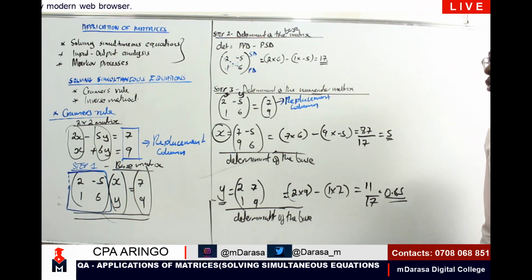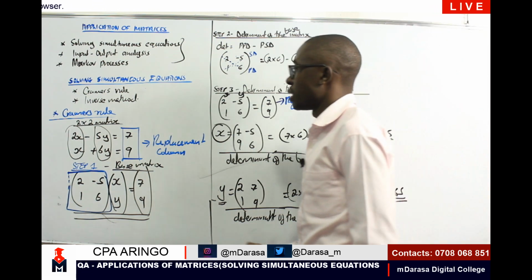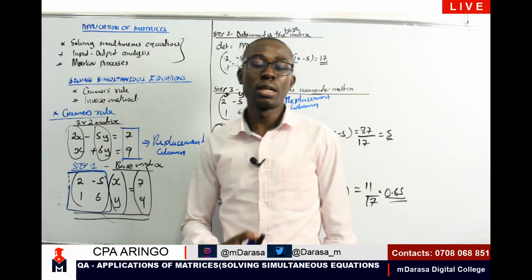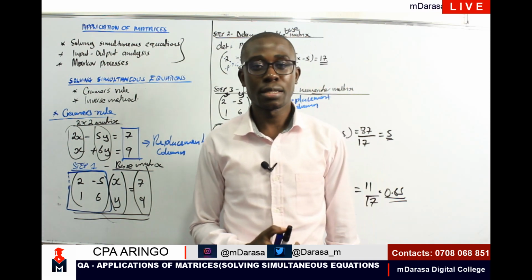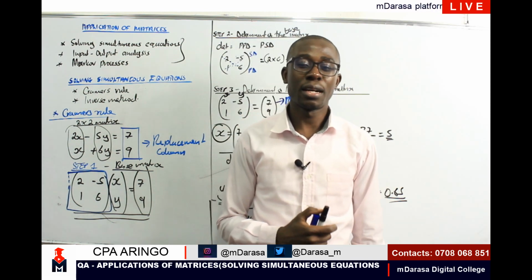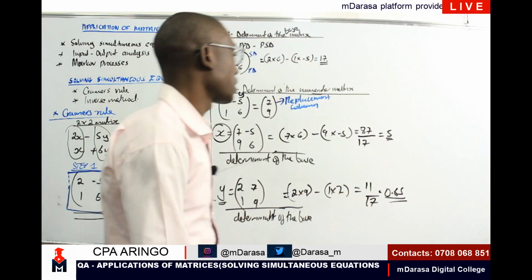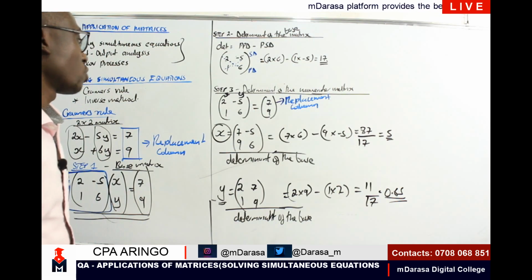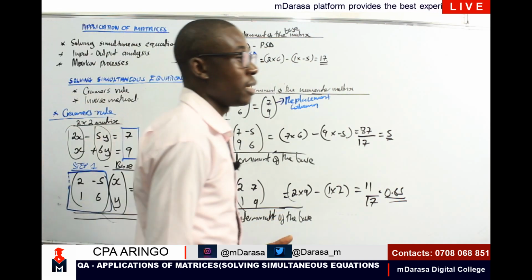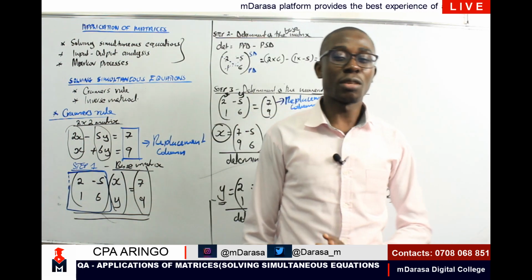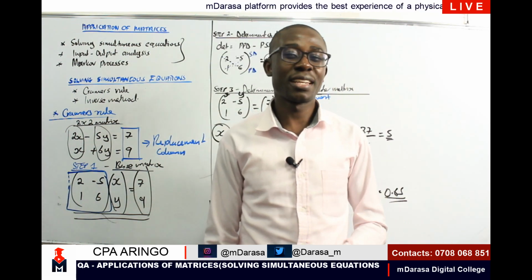So in our next session, my good students, we are going to use Cramer's rule. But in this case, we will be looking at a 3 by 3 matrix. See how it will happen. In our next case, we're going to look at Cramer's rule, but we're going to use a 3x3 matrix illustration. To that point, thank you so much, and let us meet in the next session. Thank you.